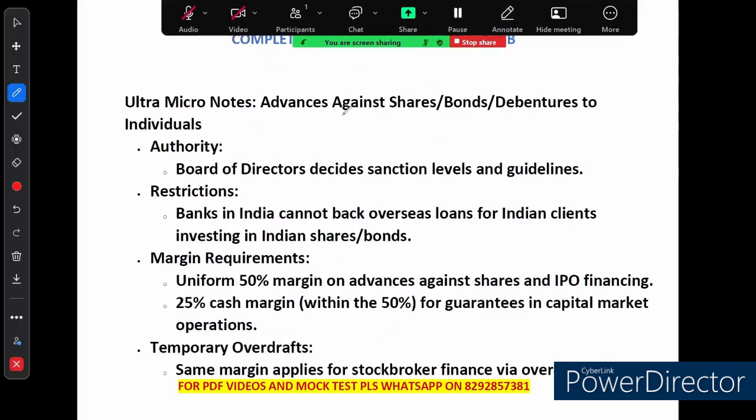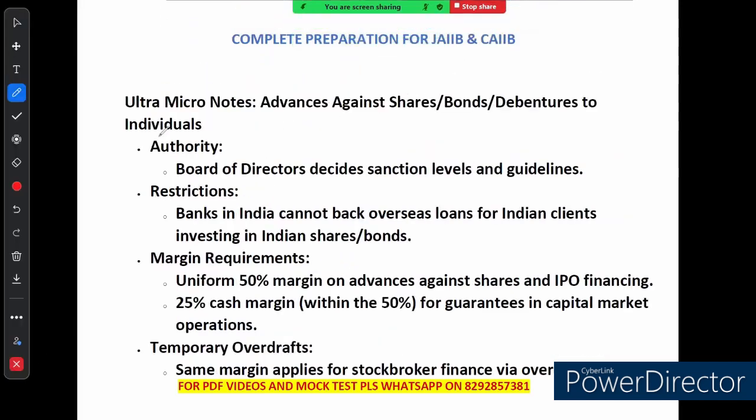Now, advance against share, bond, debenture to individuals, very important. When it comes to individuals, banks follow this guideline. The board of directors sets the rule for sanctioning such loans. Indian banks cannot provide backing for overseas loans if the Indian client is investing in Indian share or bond. There is a 50% margin requirement for loan against share and IPO financing. For capital market guarantees, the bank needs to maintain a 25% cash margin as a part of the 50%.